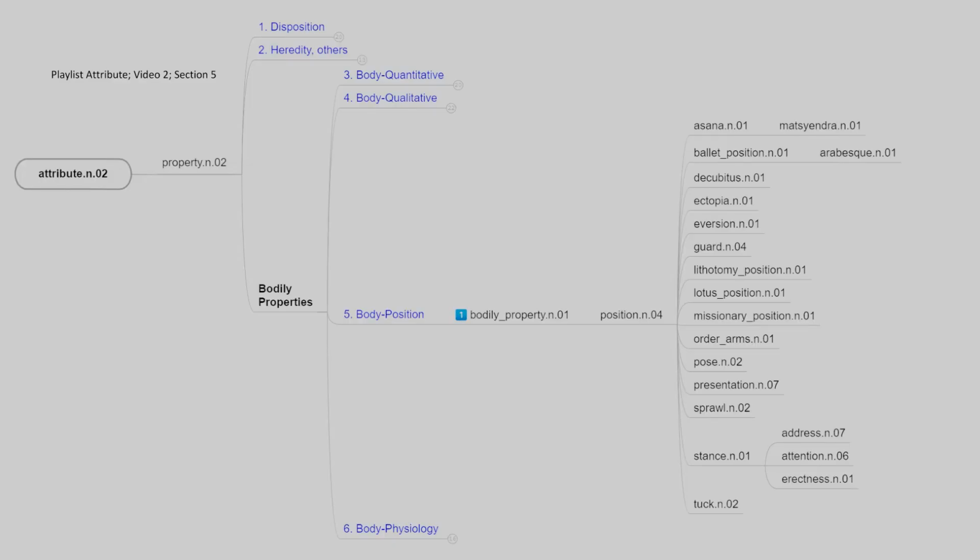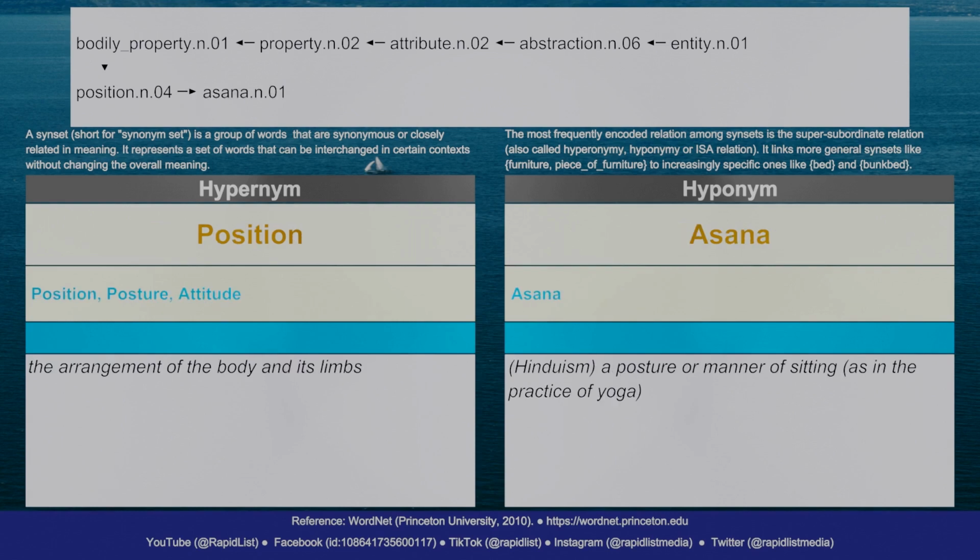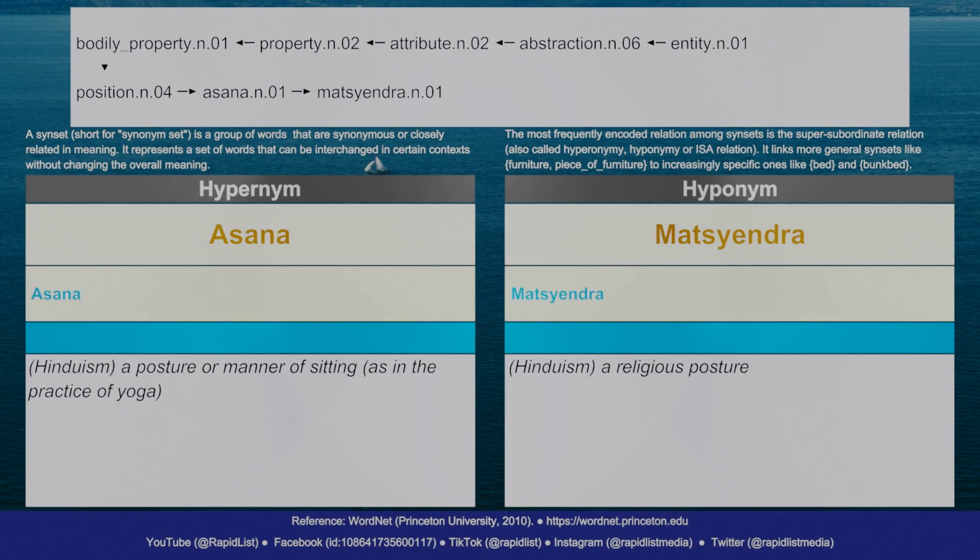Section 5. In this section we will explore some body positions. Position. The arrangement of the body and its limbs. He assumed an attitude of surrender. Asana. Hinduism, a posture or manner of sitting, as in the practice of yoga. Matsyendra. Hinduism, a religious posture.